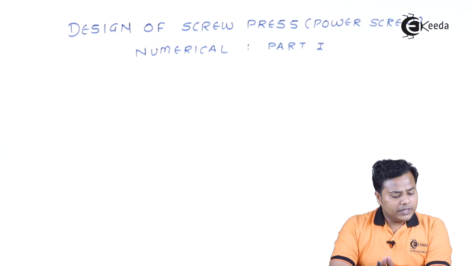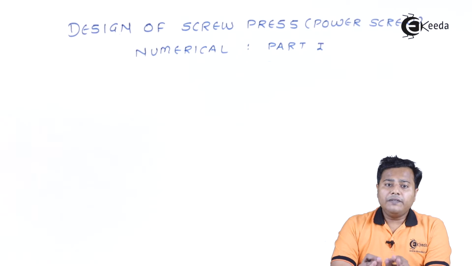The given problem says that to lift a load of 30 kilonewton, we have to design a screw press, or to compress with a load of 30 kilonewton. The extra information they have given is the height of the throat. The throat is the actual body of the screw press. The height of the throat given is 350 millimeter. So in short, the displacement should be 350 millimeter, and for that we need to design the screw press. Let us begin with it.